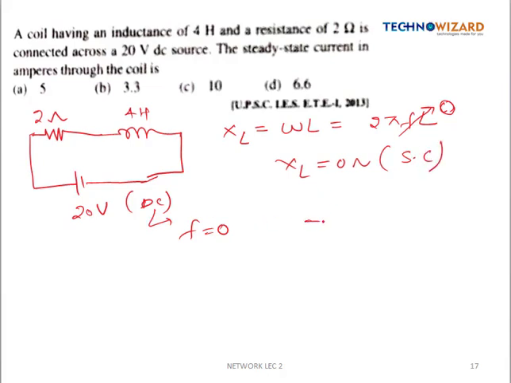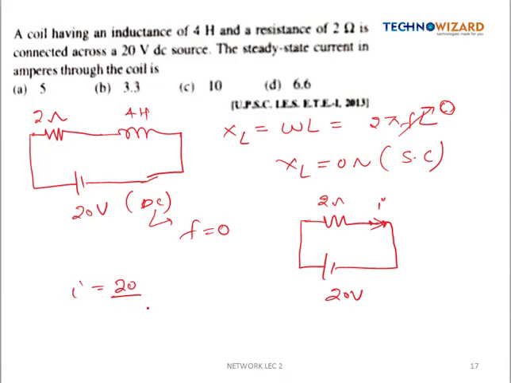So now our circuit will simply reduce to 2 ohm connected across a 20 volt DC source, and the inductor is short circuited, so the current will be simply 20 by 2, that is V by R, that is 10 ampere. So option C is correct, right?